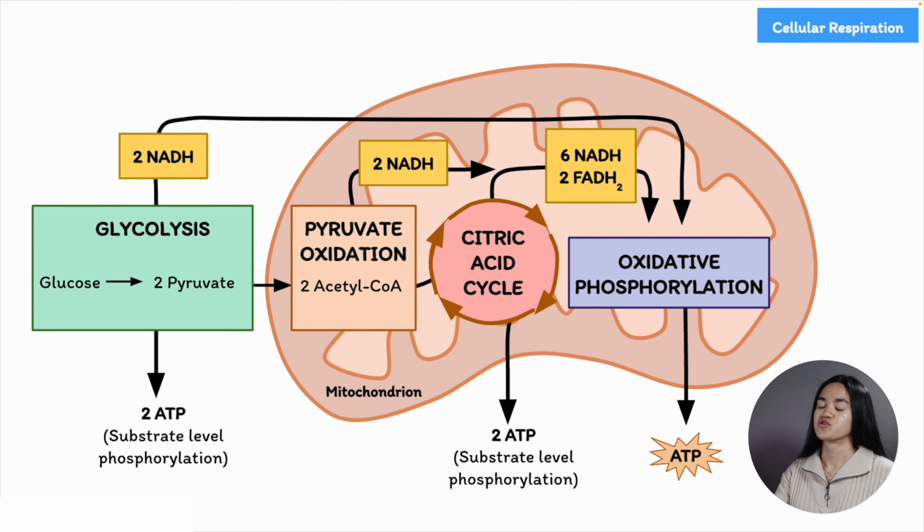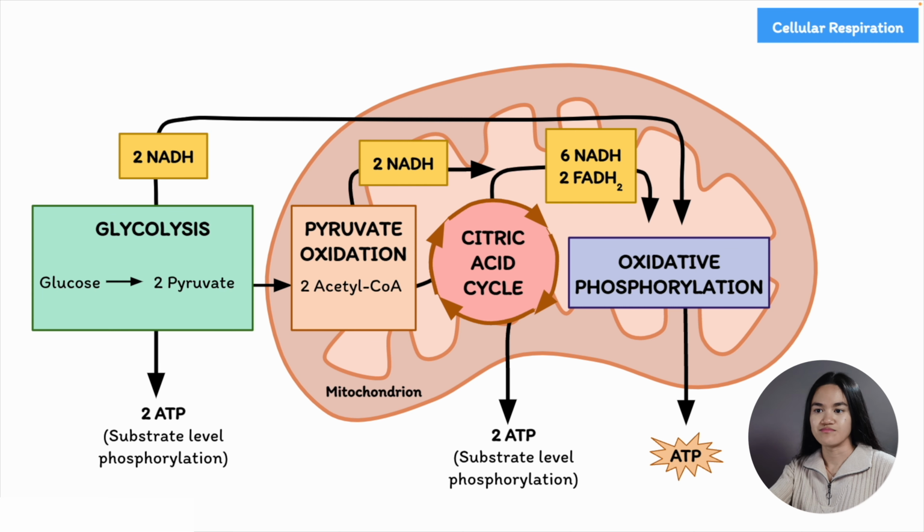Let's go back to our overview diagram and put this in. 2 NADH was produced from the oxidation of pyruvate, and we produce 6 NADH and 2 FADH2 from the citric acid cycle because it'll turn twice. Moving forward, where do we go from here? Well, from glycolysis and the citric acid cycle, we've only produced 4 ATP, 2 from glycolysis and 2 ATP from the citric acid cycle. And our whole mission, our objective here is to produce ATP.